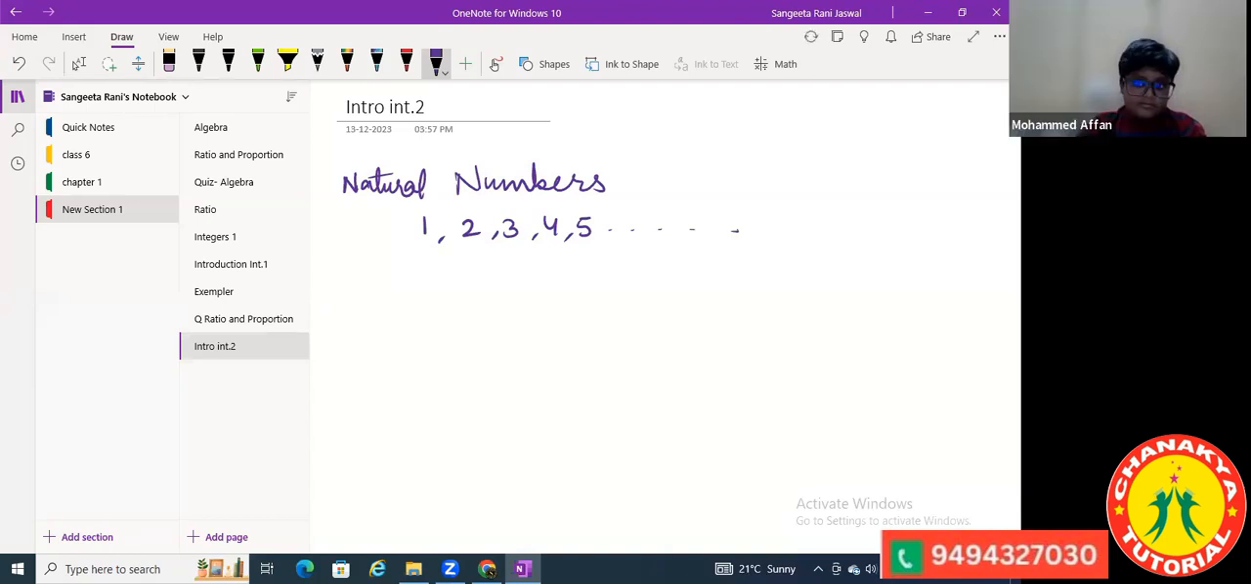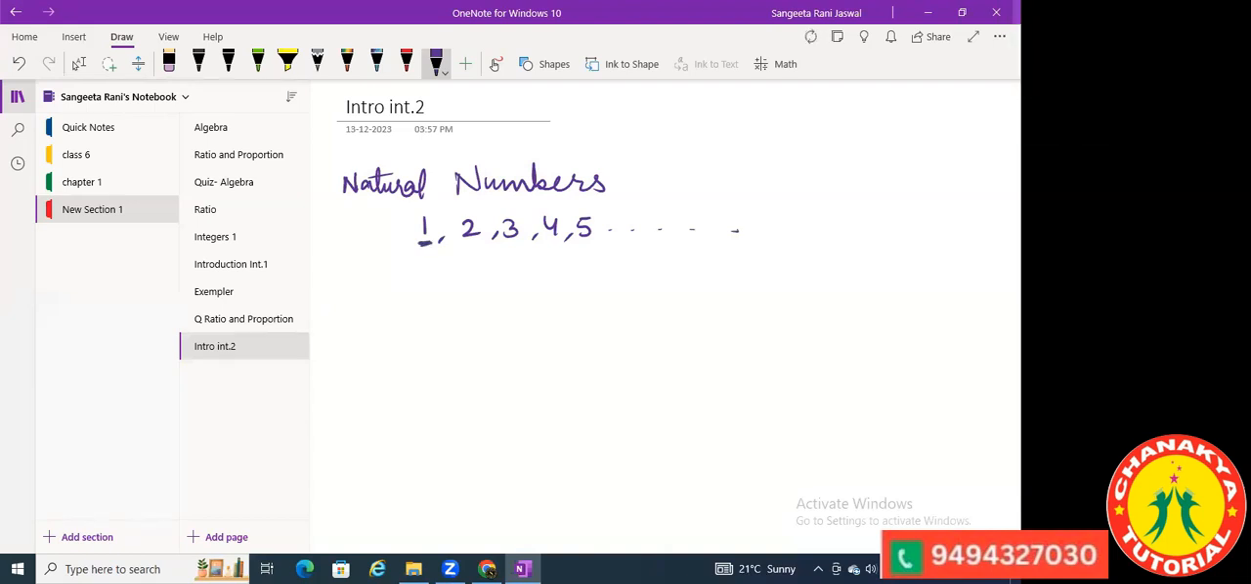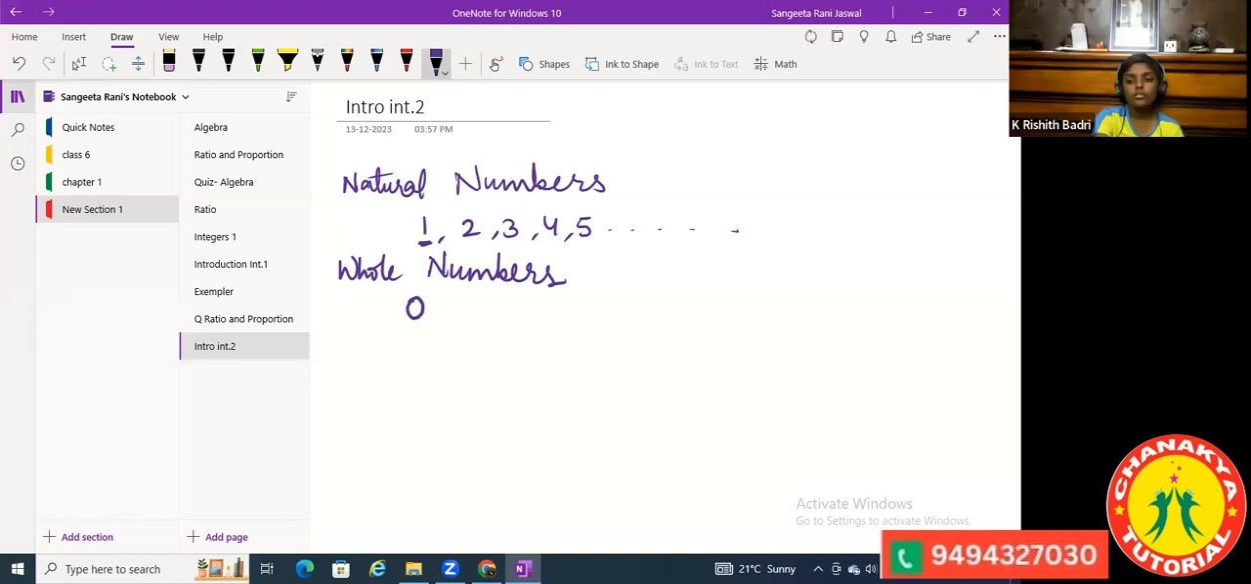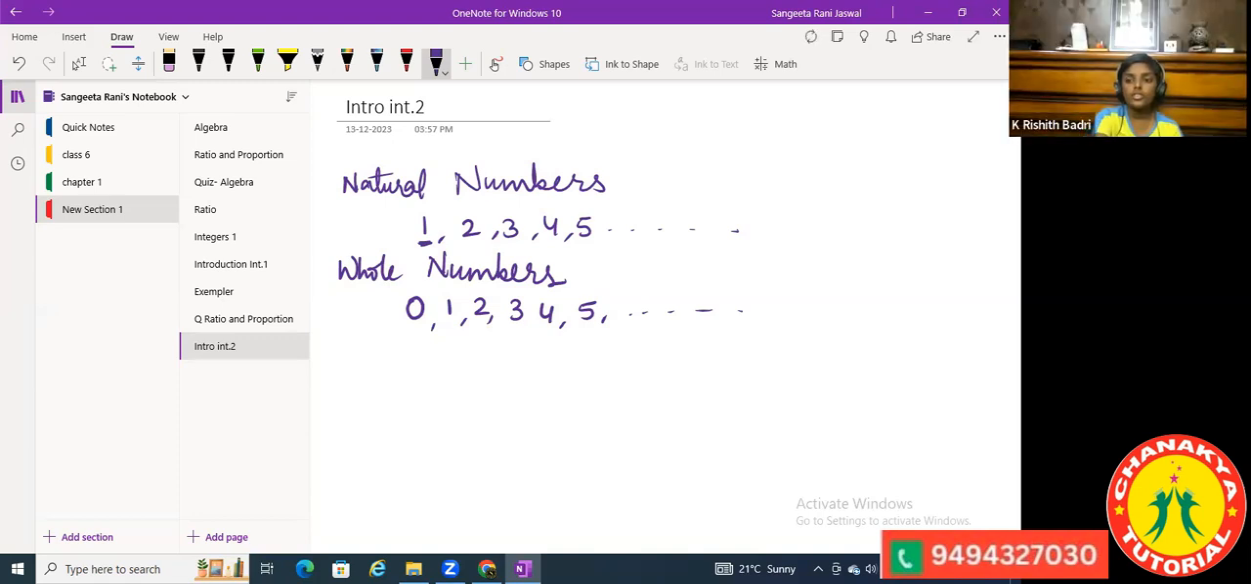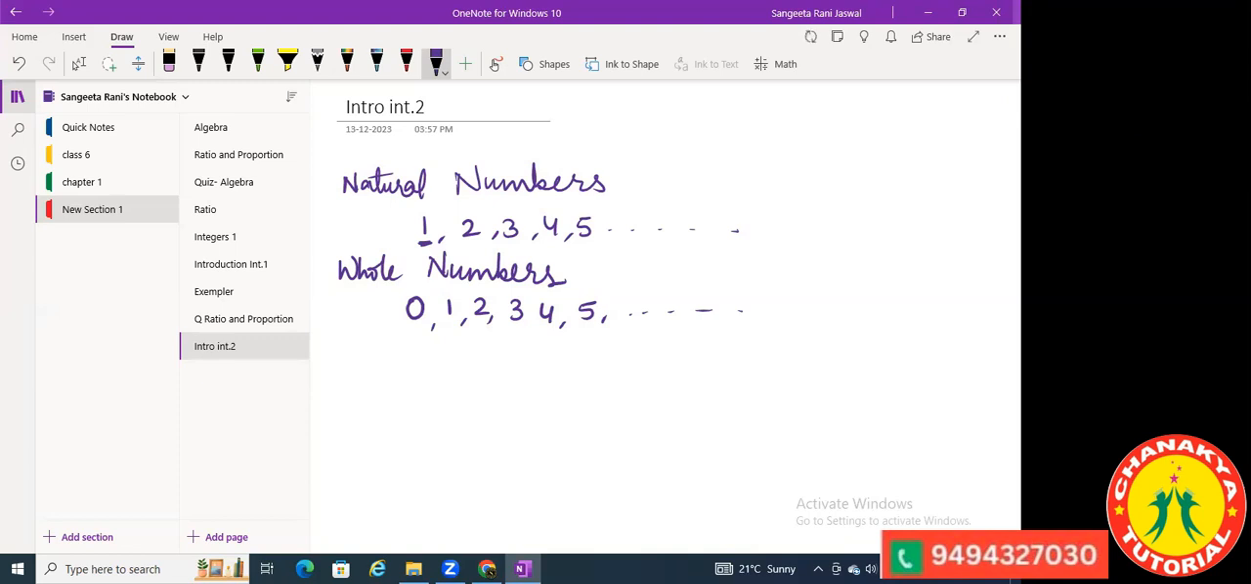Yes, ma'am. So natural numbers start with 1, okay? Now, what are whole numbers? Whole numbers are those numbers which start from 0, which begin with 0. Keep this in mind, don't forget. This is the only difference that makes it different from natural numbers. Rest, there is a series of 1, 2, 3, 4, and it goes on. So natural numbers start from 1 and whole numbers start from 0. I'll ask you again.